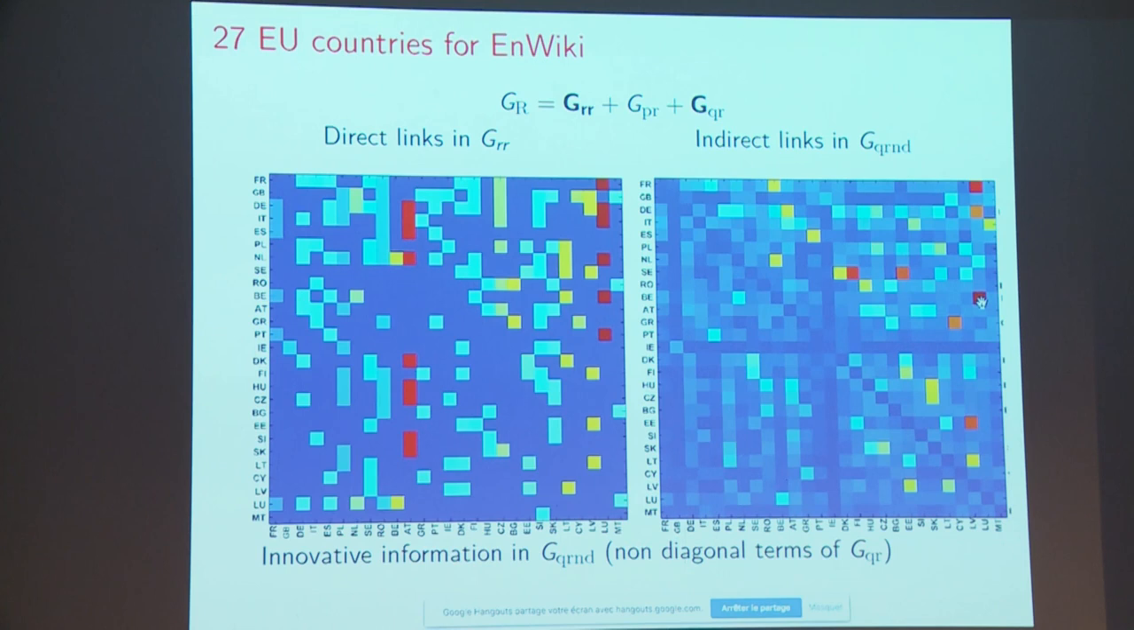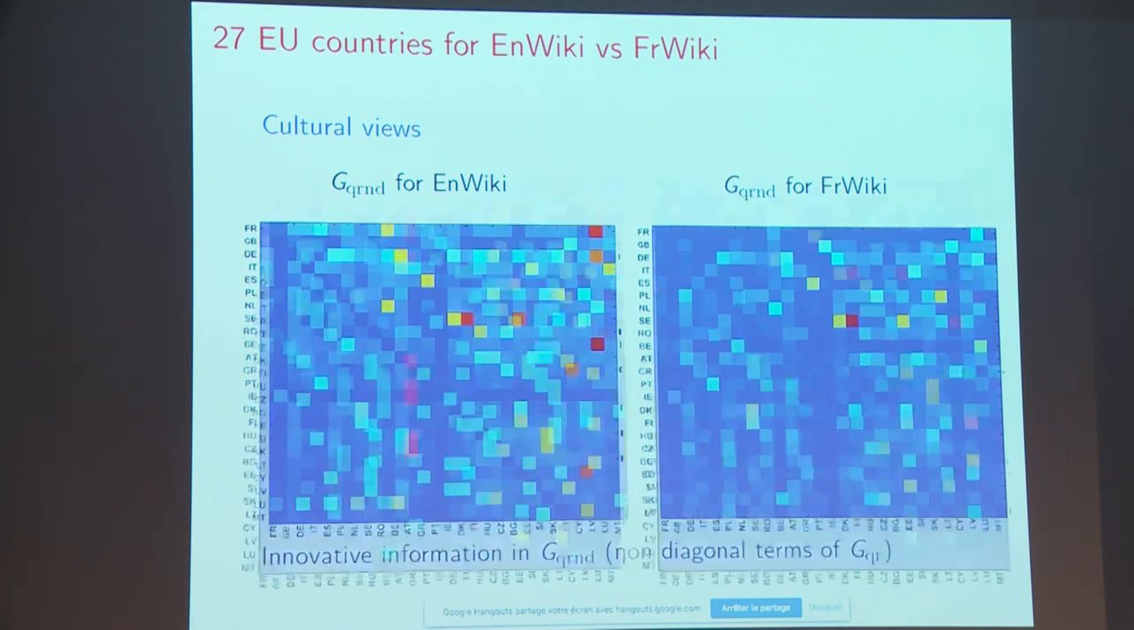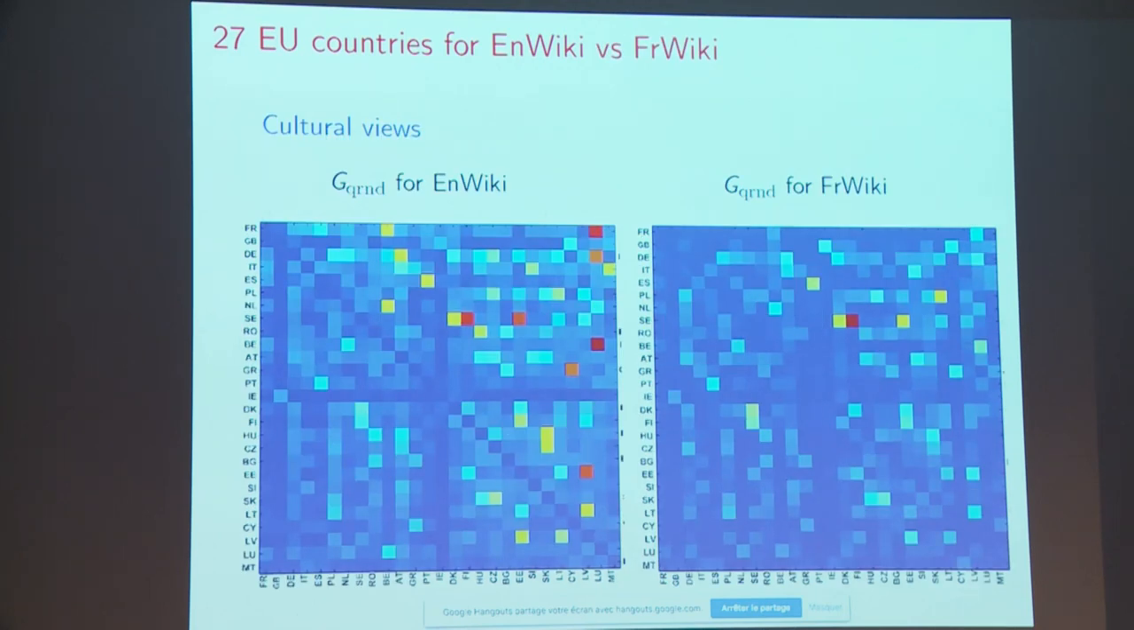Here as well, you have a very strong interaction between Belgium and Luxembourg, which is totally meaningful, and between France and Luxembourg. You also have a strong interaction between Sweden and Denmark, and another between Sweden and Estonia. So there is innovative information in both matrices, and mostly on the right-hand side. These indirect links that you can see on the right-hand side also capture the cultural views of different language editions.